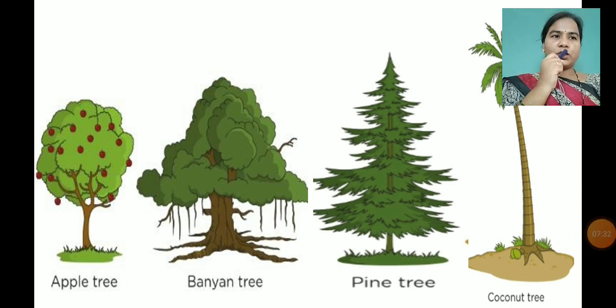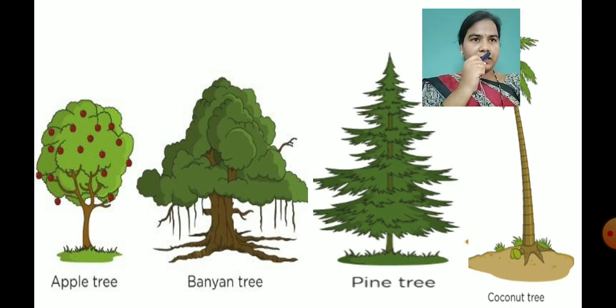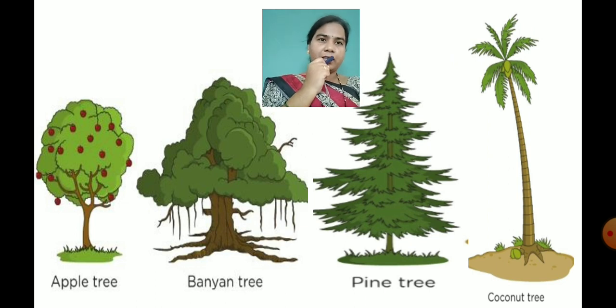See the examples, children? Number one, apple tree. Second one, banyan tree. Third is pine tree. And last, coconut tree. So children, these all are big plants. Apple tree, banyan tree, pine tree, coconut tree. These all are the examples of big plants. As you can see, these are big plants. Getting?